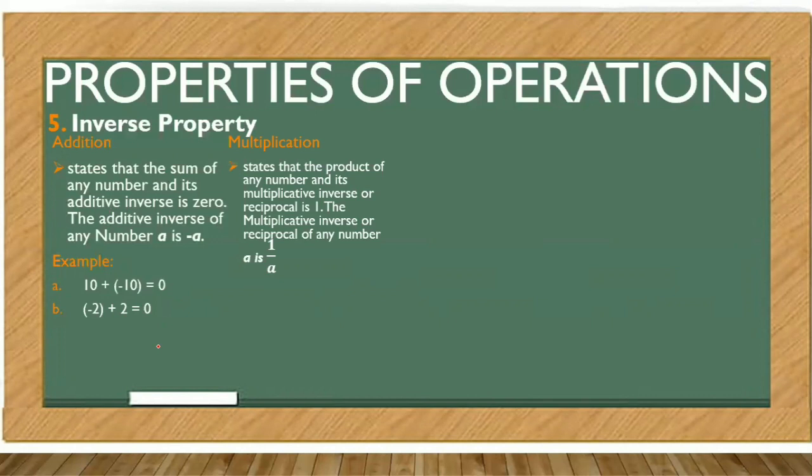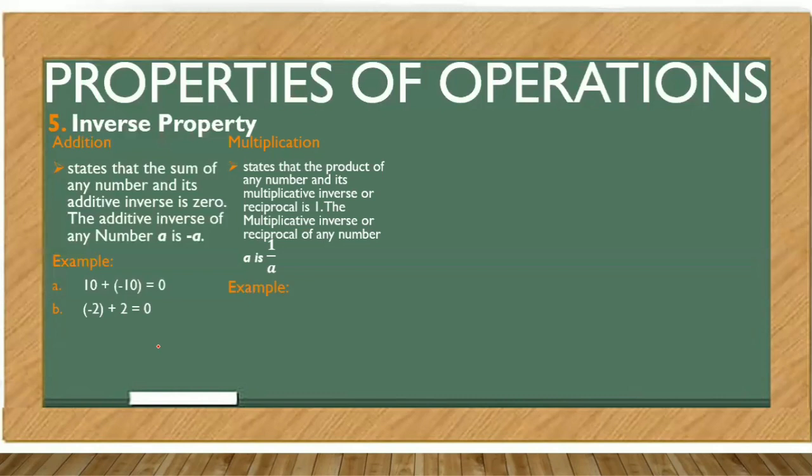State that the product of any number and its multiplicative inverse or reciprocal. When we say reciprocal, kabaliktaran, the multiplicative inverse or reciprocal of any number A is 1 over A. Pag sinabi natin multiplication, A lang po yun. Automatic may 1 siyang denominator. Kaya pagka ni-reciprocal mo siya, binaliktad mo siya, magiging 1 over A.